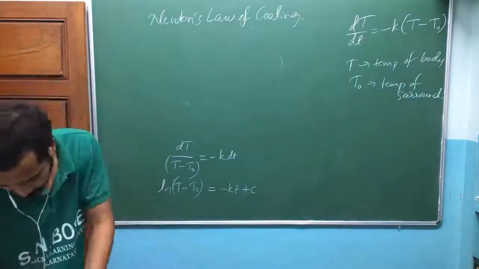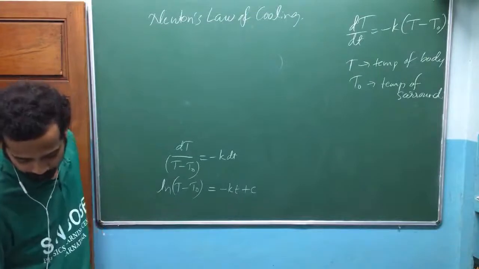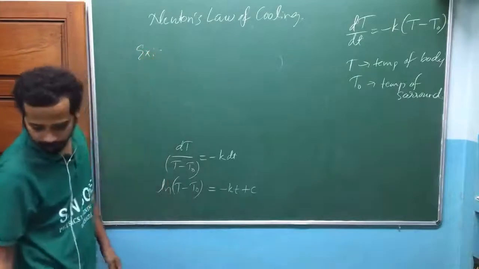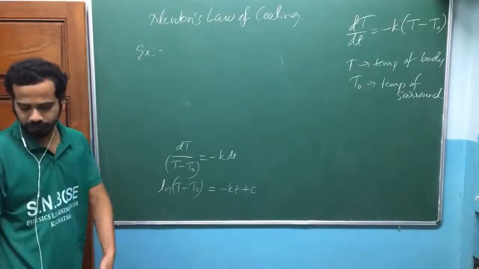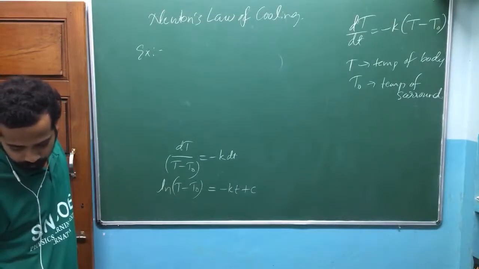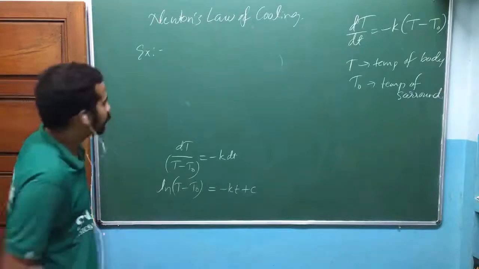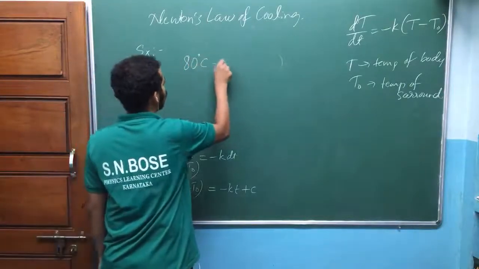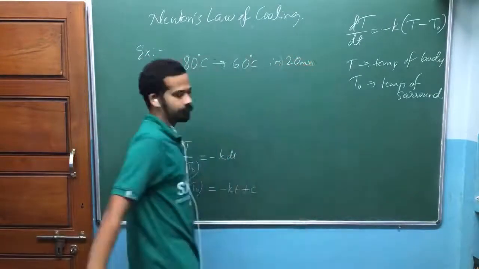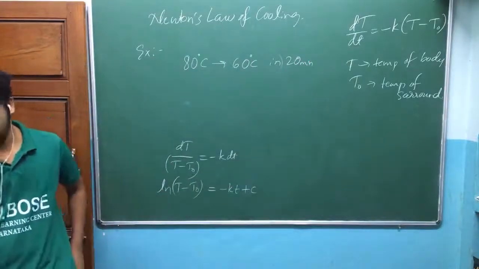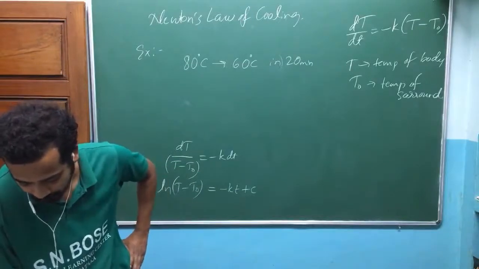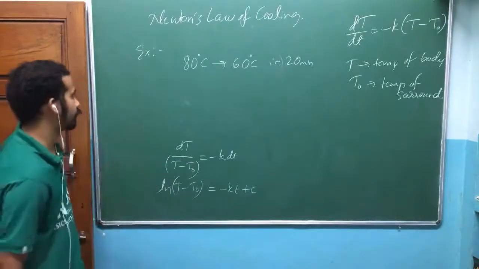Now let me take quickly one of the solved problems here. It's on page number 466 in my book, Newton's law of cooling, the very first example problem. A body originally at 80 degrees Celsius cools down to 60 degrees Celsius in 20 minutes. The temperature of the air being 40 degrees Celsius.